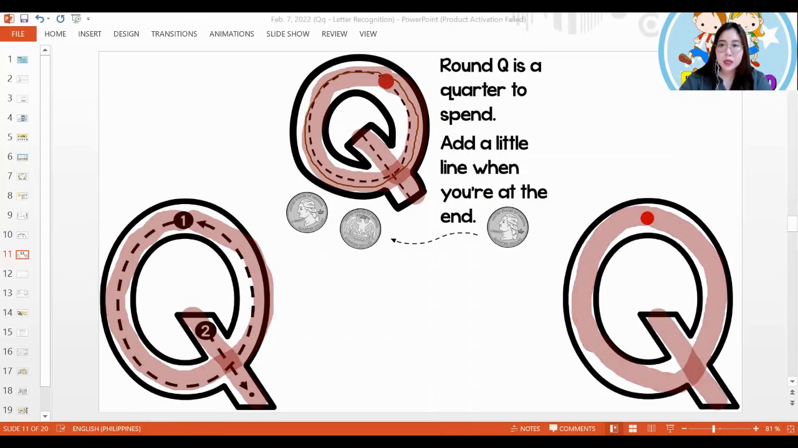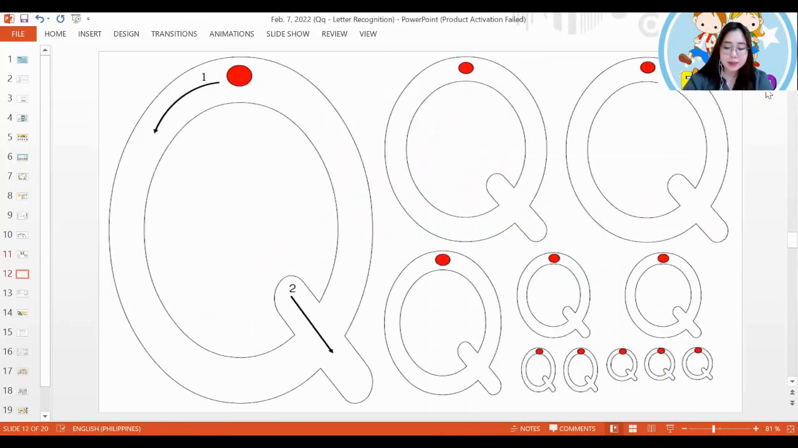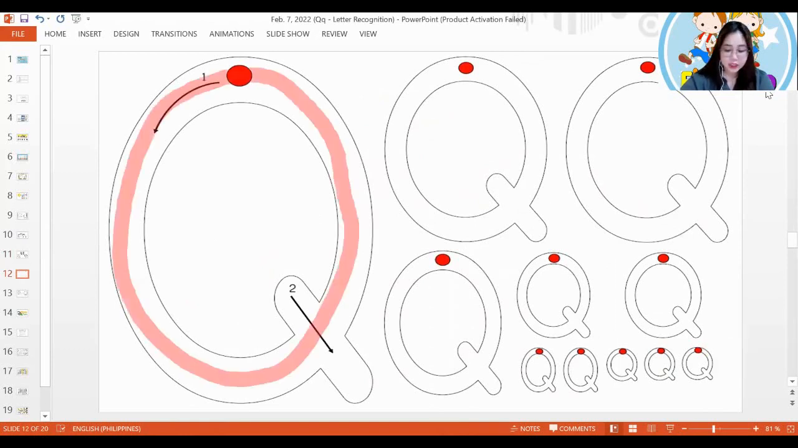Very good. So let's practice a little bit more, but this time on a paper. So get the work that looks like this. Trace your name first and practice writing your letter Q. So you can pause the video now so you can make your letter Q.